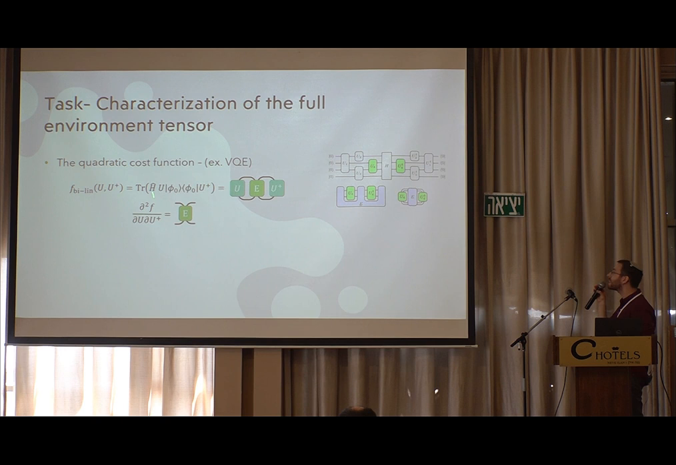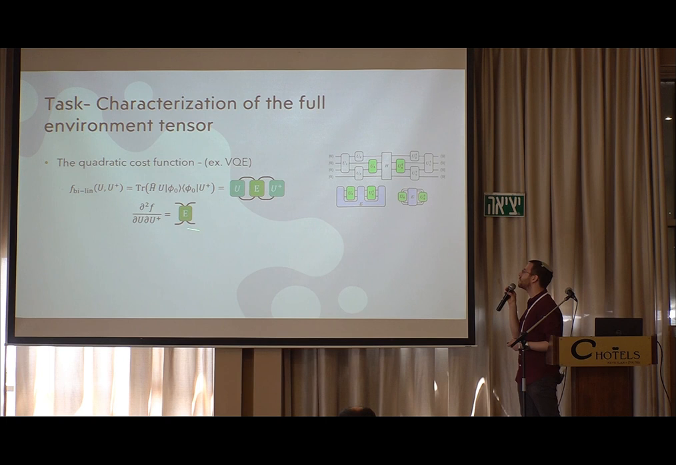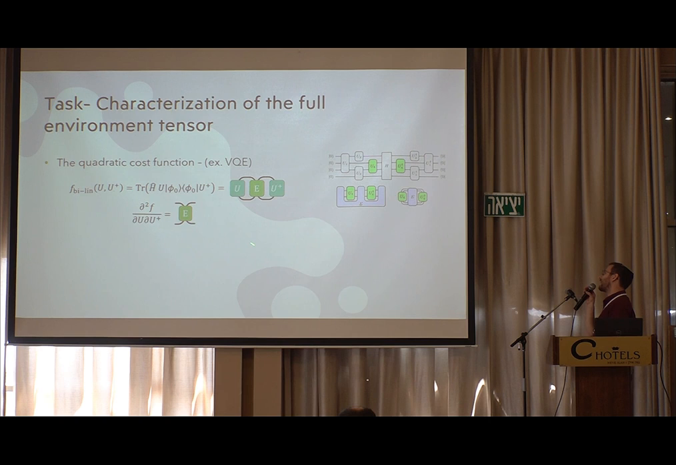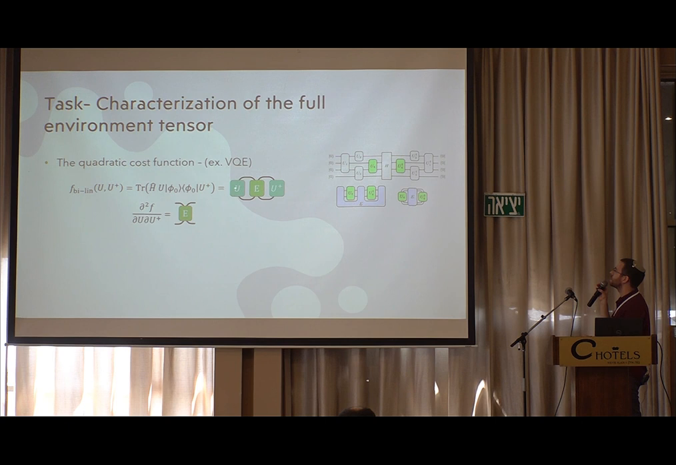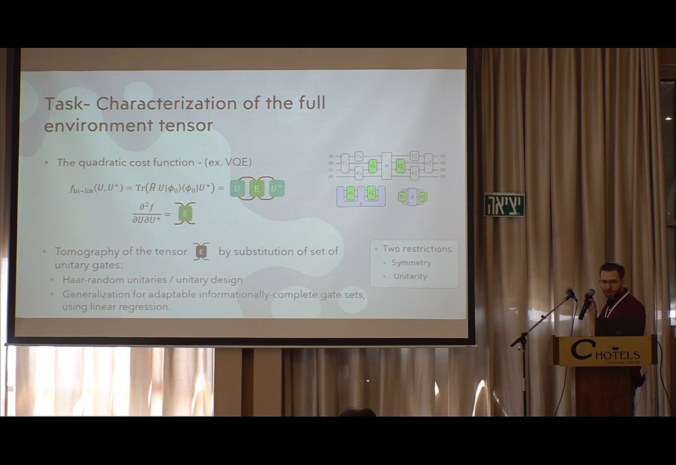this tensor is a little bit tricky to measure, mainly because we are limited in the way we can probe it. We cannot put in any tensors that we would like, like x here and z here, to measure all the different components. You can see that in this one, one U would be replaced by X and one U by Z. But of course we cannot do that. We have to substitute symmetrically or using only unitary gates. And when these two restrictions are applied, we have found some methods to do a full tomography of this tensor.